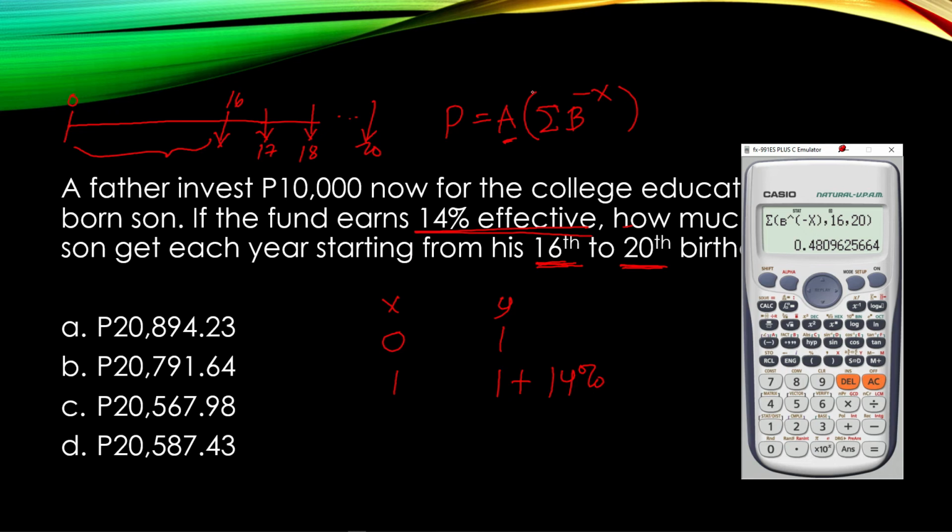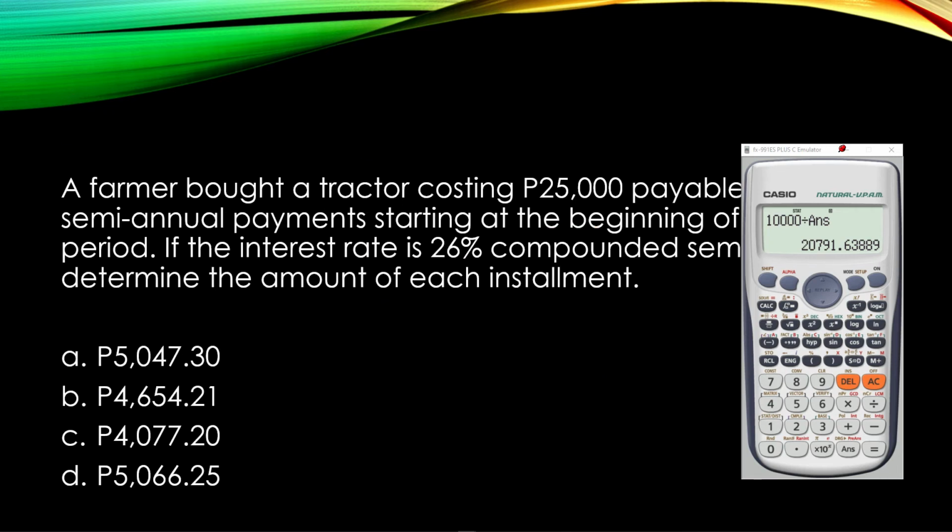So, we have P is 10,000. Divide natin by this one, summation of B raised to the power of negative X. So, we could solve for A. So, we have 10,000 divided by the answer. So, we have 20,791.64. So, the correct answer is letter B. Okay, so medyo madali compare sa manual na calculations kasi every type of annuity, iba-iba yung formula na ginagamit. So, for this one, same concept applies. Okay, so let's try another example.